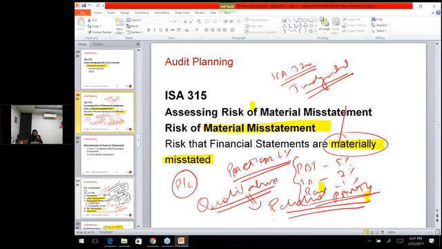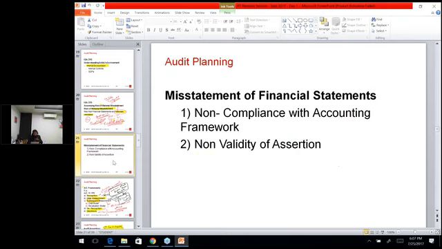Then we move forward and we talked about the misstatement, and we talked that misstatement is actually when you don't comply with an accounting framework. And what do you mean by non-compliance with the accounting framework? Whenever we talk about non-compliance with the accounting framework, that is the various things which are mentioned in the accounting framework, we tend to at times ignore those things. So when we tend to ignore those things, that is actually non-compliance of accounting framework, and that is considered to be misstatement.